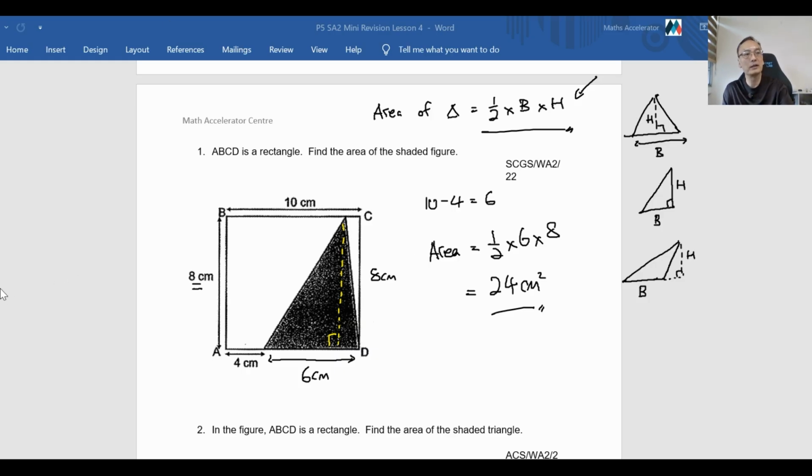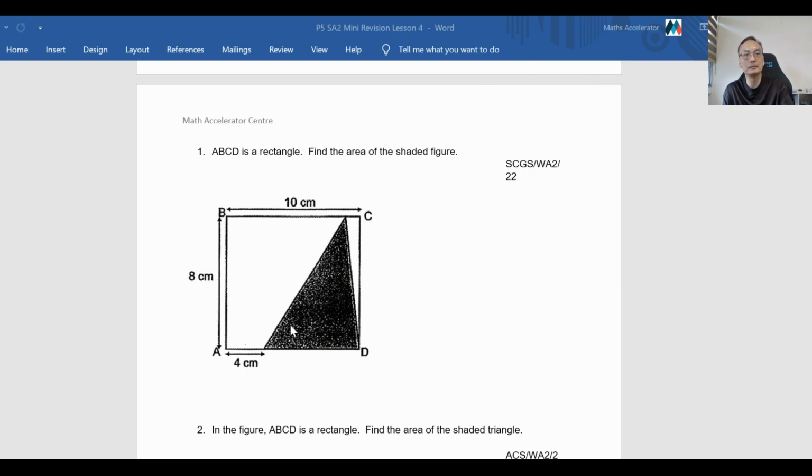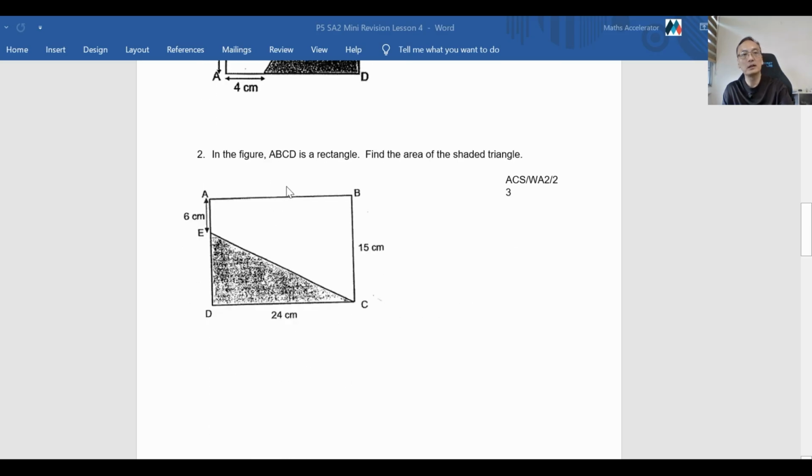Okay, let's see how we can use the same concept to solve question number 2. So in this figure, ABCD is a rectangle. Find the area of the shaded triangle. So this is the shaded triangle. In this triangle, we already know the base. The base here is 24. Our job is to find what is the height here. Right, 6 cm plus this portion will give us 15. So the first thing to do is take 15 minus 6, and we get 9.